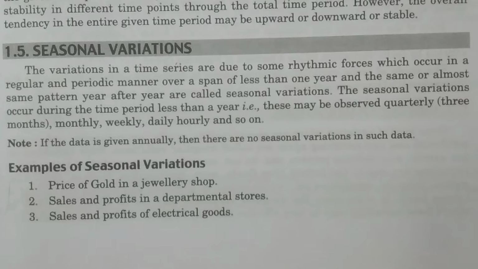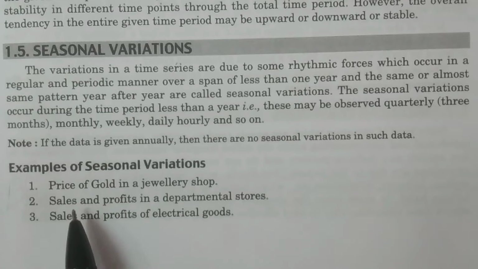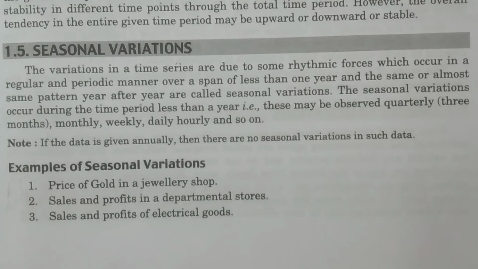Usually these are observed from one season to another season, year after year, where one year is compared with another year. What are the examples? You see here, the examples are very clear. Price of gold in a jewelry shop. Usually the gold prices in some particular season can be identified, and the variations can be observed from season to season.